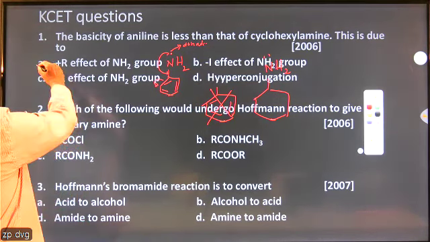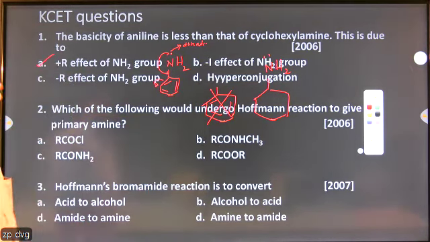Second question, which of the following would undergo Hoffman reaction to give primary amine? As you know, what is Hoffman reaction? So in a Hoffman reaction, an amide is treated with bromine and potassium hydroxide. You get an amine, primary amine.